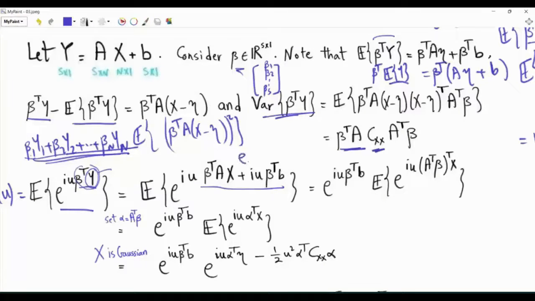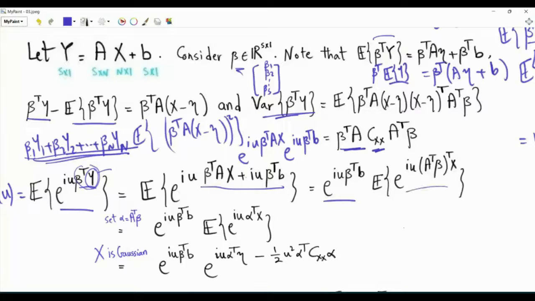Now, this exponential can be split into two exponentials, and one of them is non-random because b is a given vector, and beta is again an s-dimensional vector of deterministic quantities. So those play no role when we take expectation. So this part here can be pulled outside the expectation, and then we are left with e to the iu beta transpose AX.